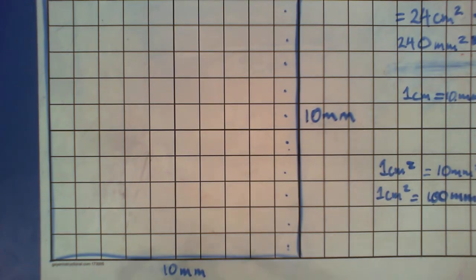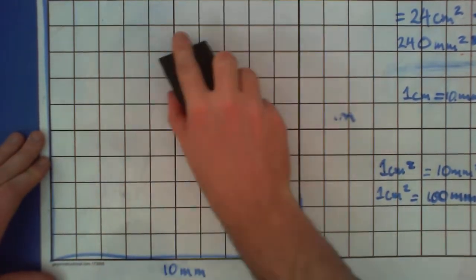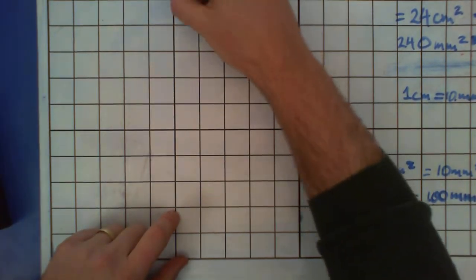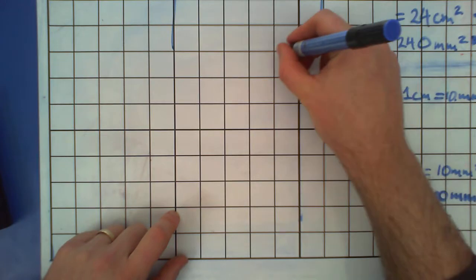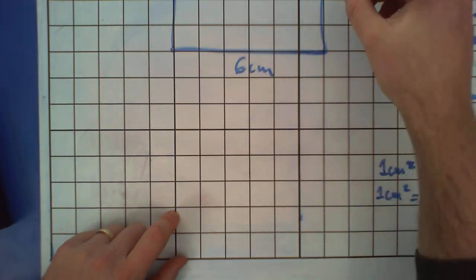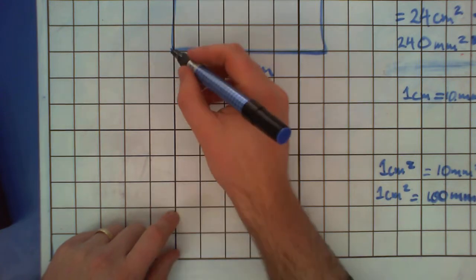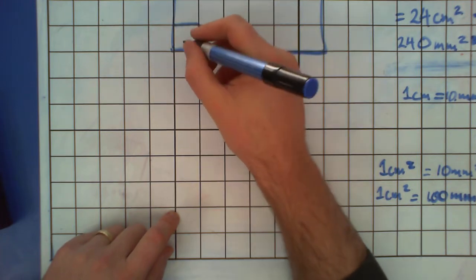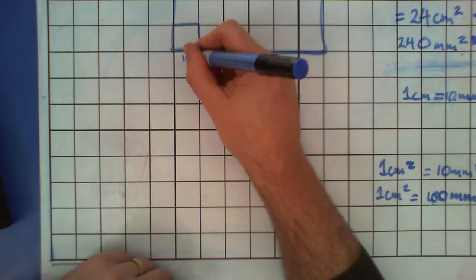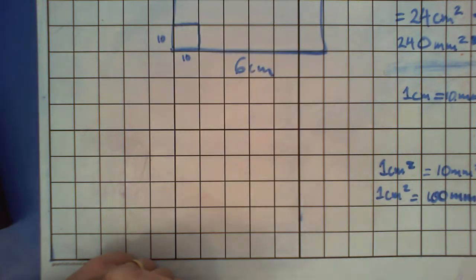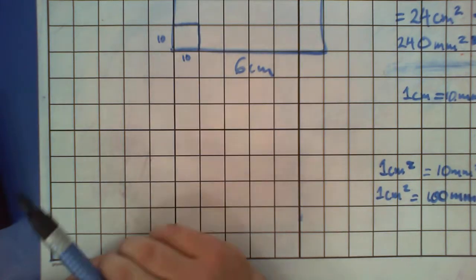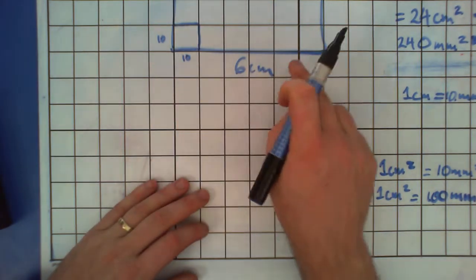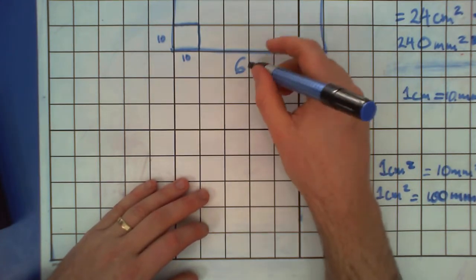So if we go back now to the original rectangle that we had, which was 6 centimeters by 4 centimeters, we now need to think that this 1 centimeter we just zoomed in on was really 10 millimeters by 10 millimeters, which gave us 100 millimeters squared. That's going to happen all the time. So if we convert this now, centimeters to millimeters, we'd say it's 60.